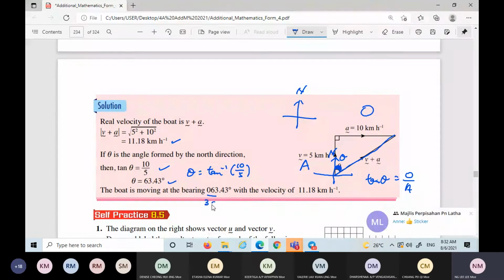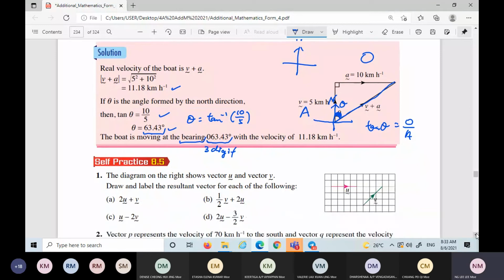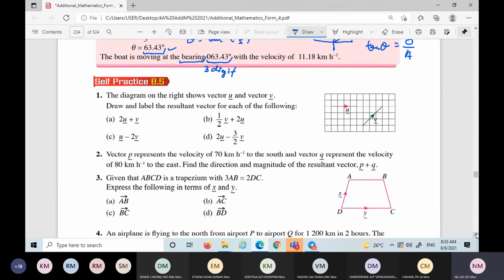Remember, bearing is 3 digits. Don't write just this one, as this one has no meaning, unless you want to describe it as from the north clockwise. If not, you have to say bearing and then followed by this format. So please be careful. Make sure you know how to state the directions. So this is the example.